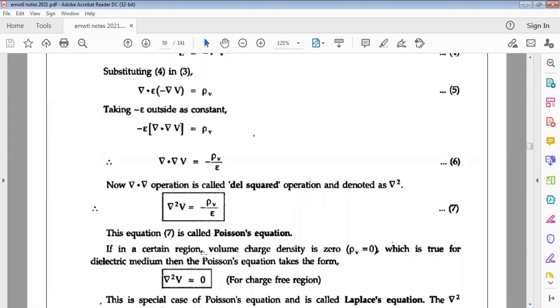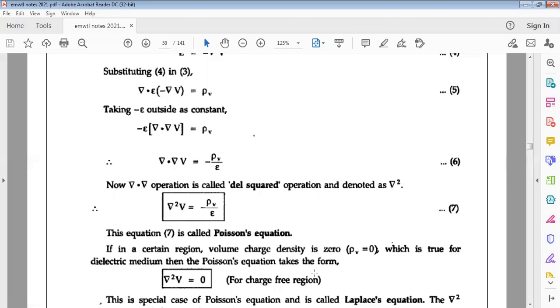If in a certain region the volume charge density is 0, which is true for a dielectric medium, then Poisson's equation takes the form for a charge free region.